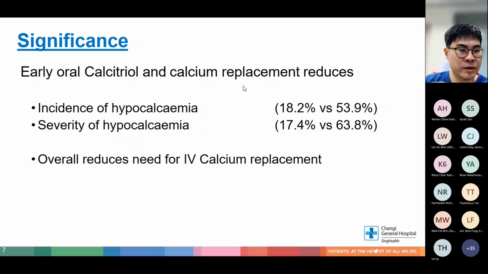And this is just from a mini audit over the previous years of our patients. And we do find that using our regime of checking the bloods immediate post-op, checking it 6 hours post-op and so forth, if we detect it early and we treat it early, there actually is a significant difference in the incidence of hypocalcemia. And even if it does happen, by starting calcitriol and calcium replacement early, the severity of hypocalcemia is also lower. So I think this is strong enough evidence to show that we should try to detect it early and we should try to treat it early.